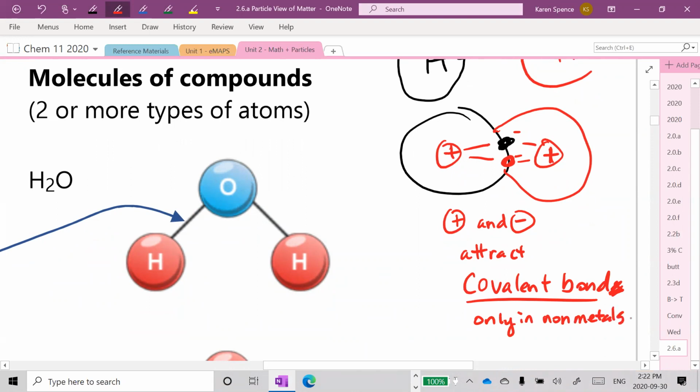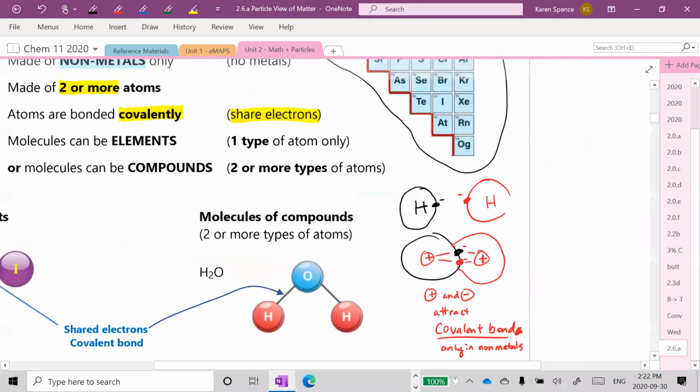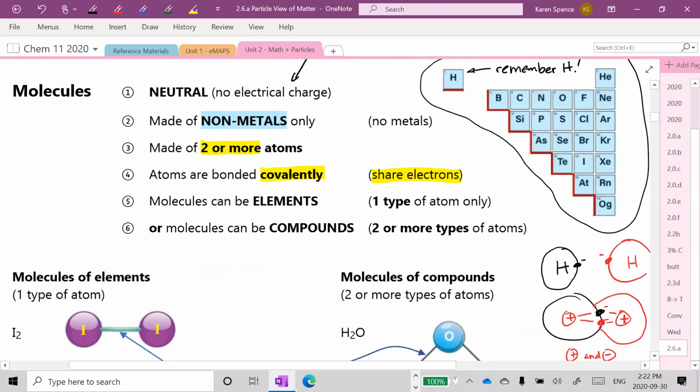So if you've got a molecule, molecules by definition are held together by covalent bonds. And covalent bonds are only between nonmetals, because metals don't really like their outermost electron very much. They're happy enough to give it away, so they tend to do things like bond ionically, where instead of sharing, they just give their electron away. So if you have a molecule, you know it's going to be made of nonmetals, and you know it's going to be bonded covalently.